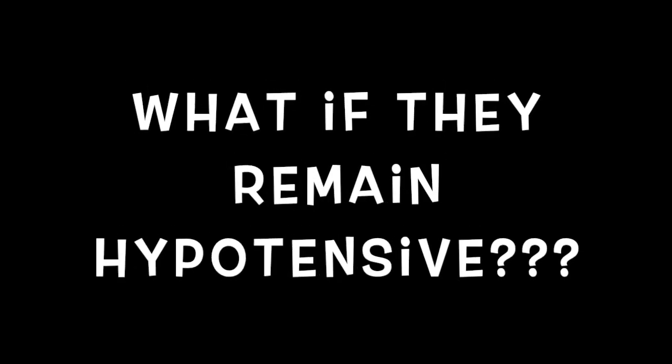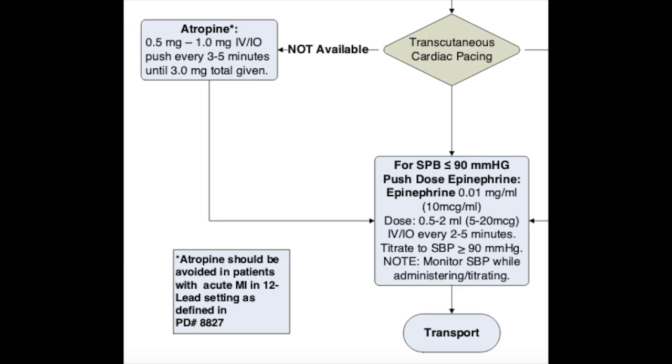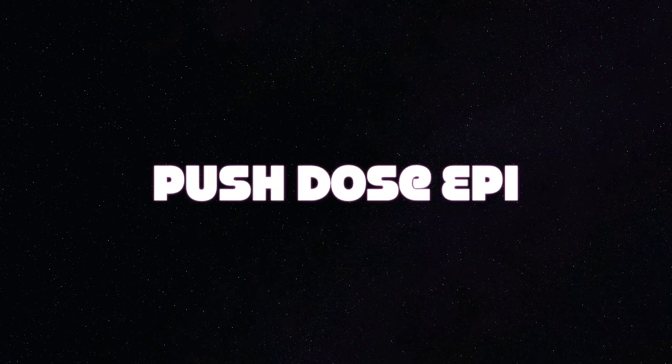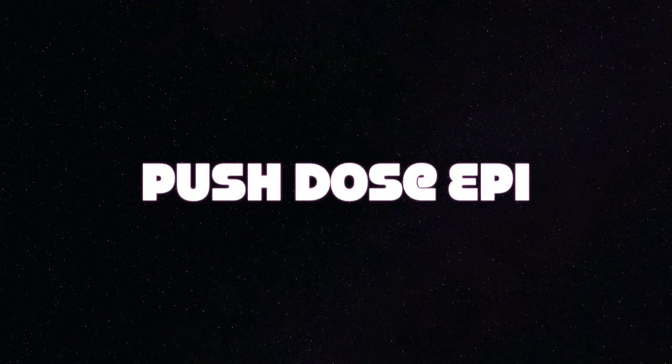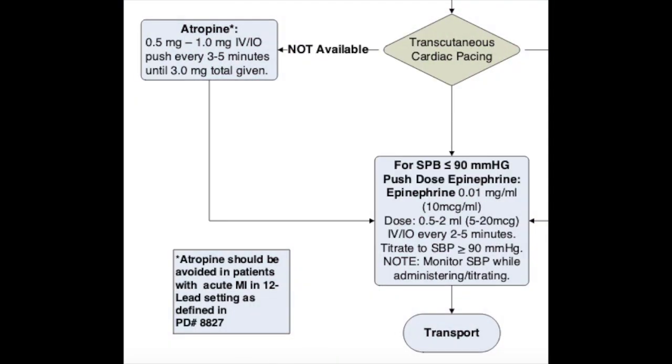So what if you've done transcutaneous pacing, you've given them atropine, and their blood pressure is still low? In those situations, if their systolic blood pressure is still less than 90, this is a situation where you can use push-dose epinephrine. The dose is 0.5 to 2 mils, which I'm going to tell you a little secret. In every protocol, it's 0.5 to 2 mils. IV or IO every 2 to 5 minutes and titrate for their blood pressure to be greater than 90. And then, of course, you should institute transport as well.